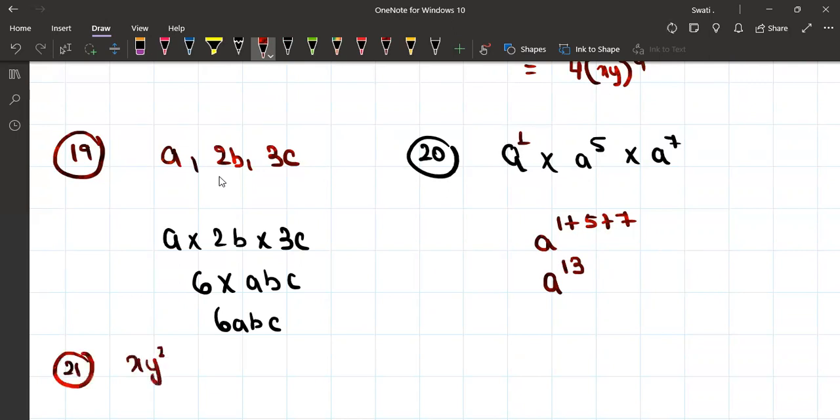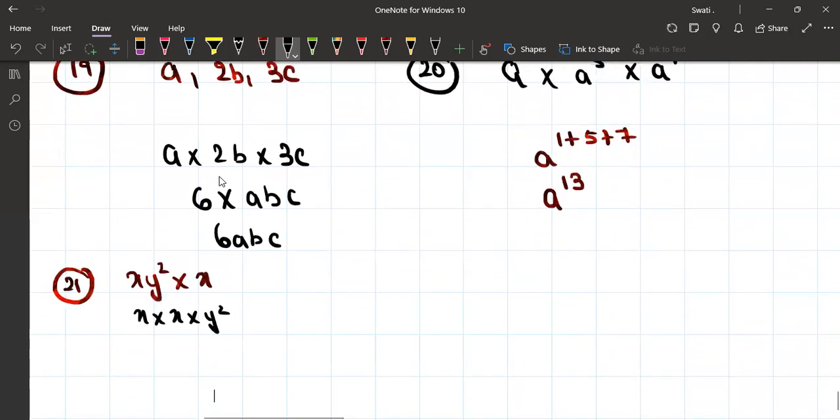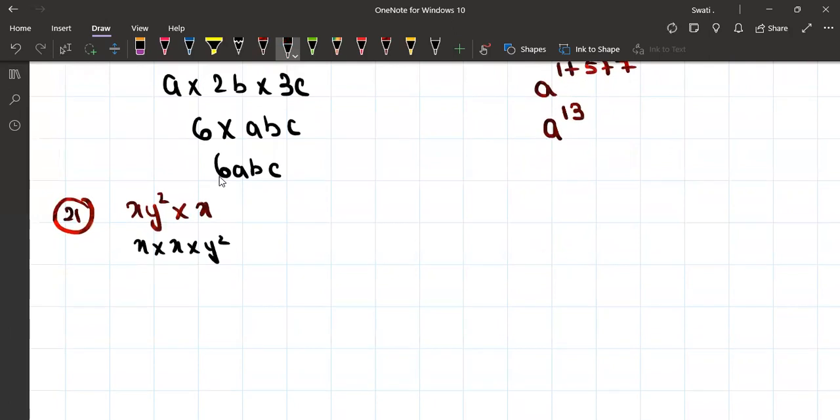Now let's do the 21st question, and that is xy squared times x. All right, so here x times x together and y squared as it is. So x times x is of course x squared, because 1 plus 1 will be 2. This will become x squared, this will become y squared. Either this answer, or if you want, you can also rewrite it as this. Okay, now I can go to the next question, that is the 22nd question.